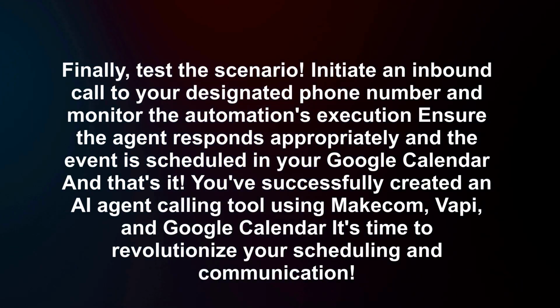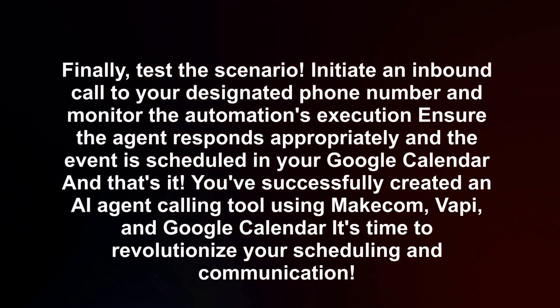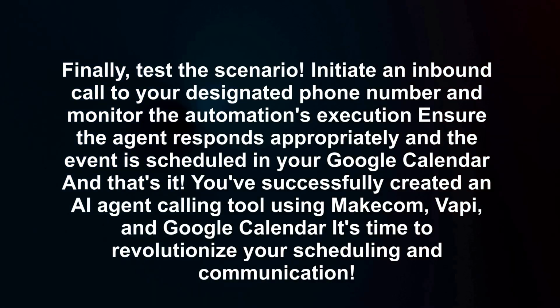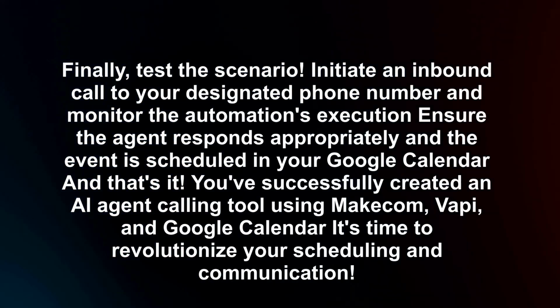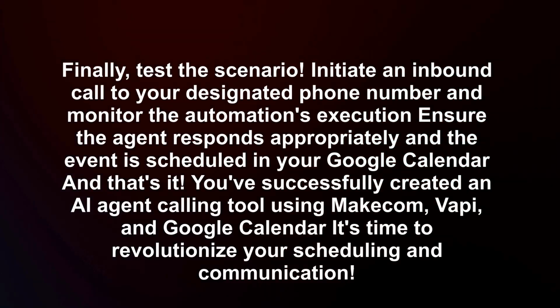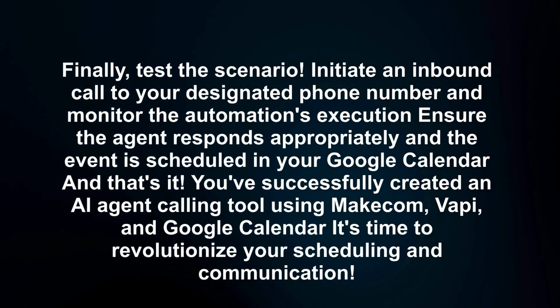Finally, test the scenario. Initiate an inbound call to your designated phone number and monitor the automation's execution. Ensure the agent responds appropriately and the event is scheduled in your Google Calendar. And that's it. You've successfully created an AI agent calling tool using Vapi, and Google Calendar. It's time to revolutionize your scheduling and communication.